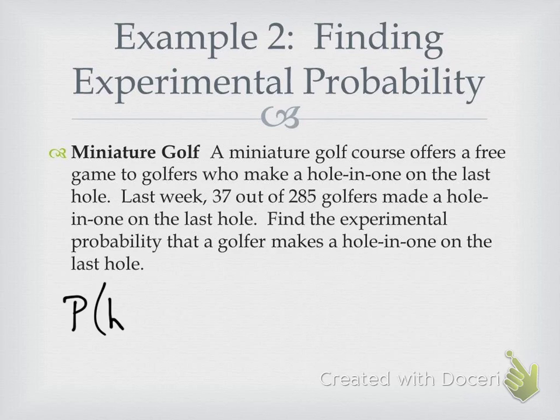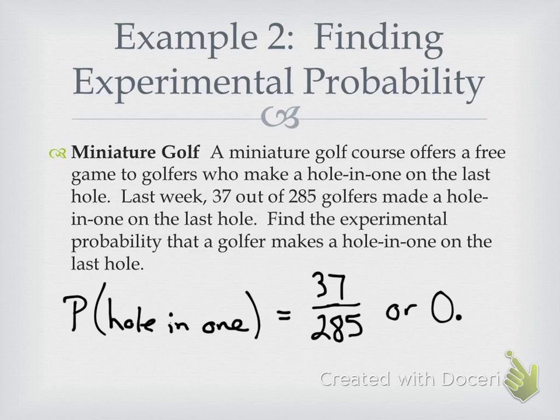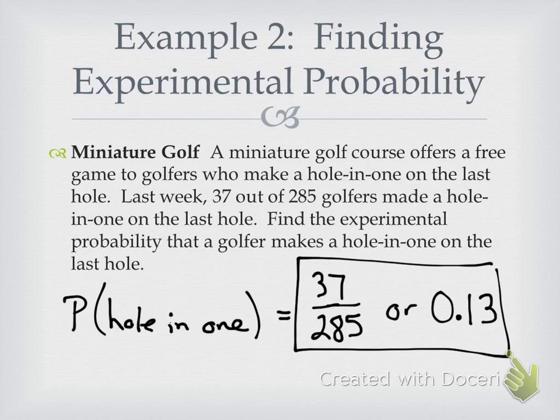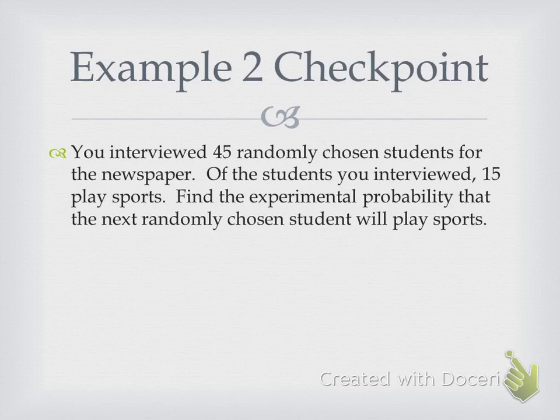So probability that you get a hole-in-one equals, what's the successes? 37. What's the attempts? 44. When I change it to a decimal, it's a really long, repeating decimal, so I just round to the nearest hundredth, 0.13, or 13%. That's a very low percentage, isn't it? Yeah, because getting a hole-in-one is pretty hard, even with mini golf. I don't think I've ever, no, maybe I have gotten one. All right, very good.